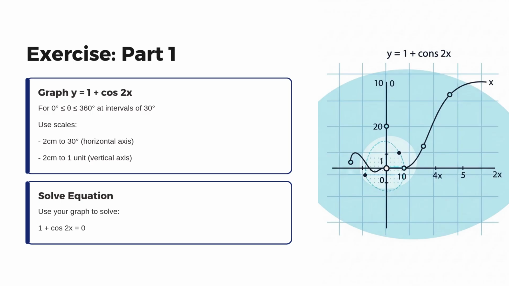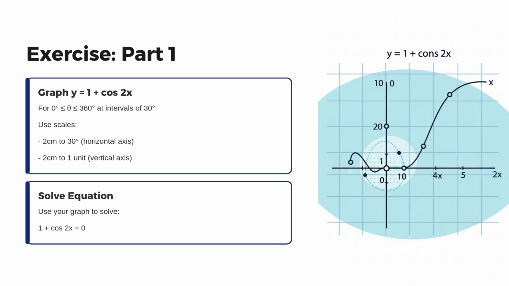Use scales, 2 cm to 30 degrees on the horizontal axis. This means every step of 30 degrees along the horizontal axis should be marked as a distance of 2 cm on the graph paper, 2 cm to 1 unit on the vertical axis. This means every increase of 1 unit in y should be represented by 2 cm along the vertical axis.